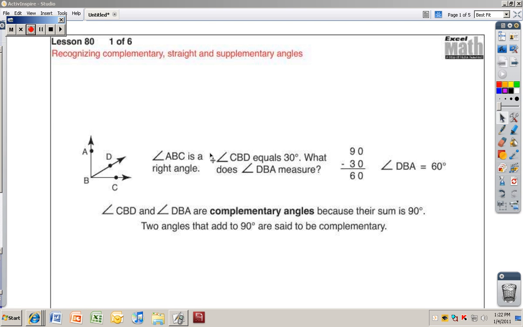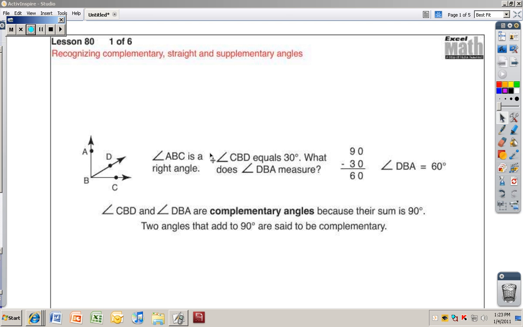Here we go with Excel Lesson 80. This is 6th grade Lesson 80, recognizing complementary, straight, and supplementary angles. Not too tough if you pay attention to the lesson. If you don't, then you would be very confused on this. So just make sure you're paying attention, you'll get it.